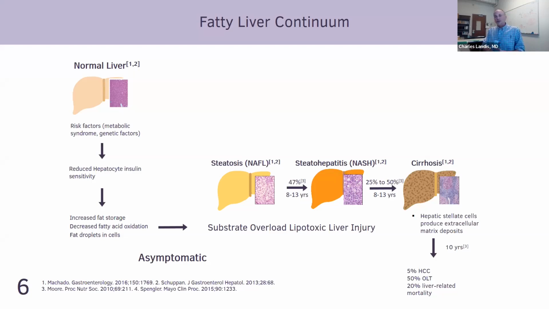I will point out, though, that most people with fatty liver disease do not die of liver disease. They die of cardiovascular disease. So it's also a marker for that, and that's something that I think anybody taking care of patients with fatty liver disease should not lose sight of.